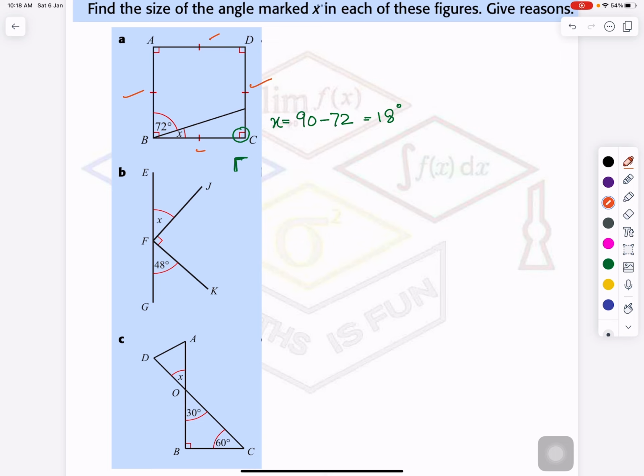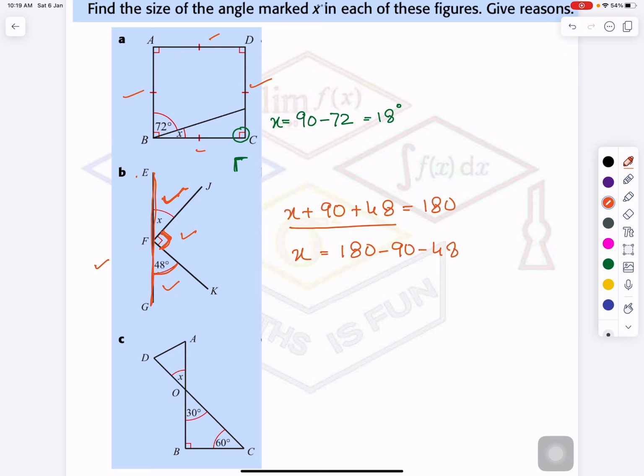What about question B? If you see the line EG, which is this one, it's a straight line. And we know a straight line makes an angle of 180 degrees. It means the sum of these three should equal 180. So if you are writing it algebraically, you will write it like this. Why? Because this angle is X, the symbol means 90, perpendicular, and this is 48. So that's why I've written that the sum of the three angles will equal 180. And after that, you can subtract.